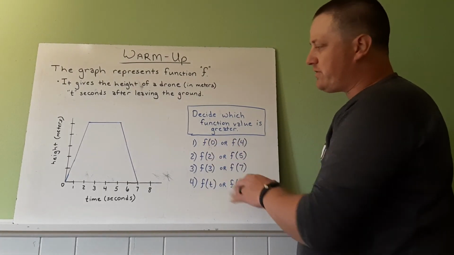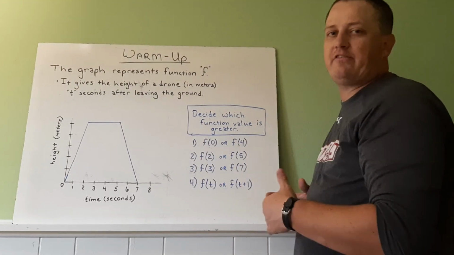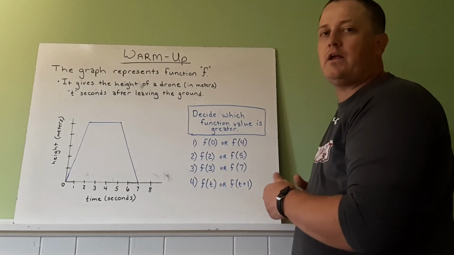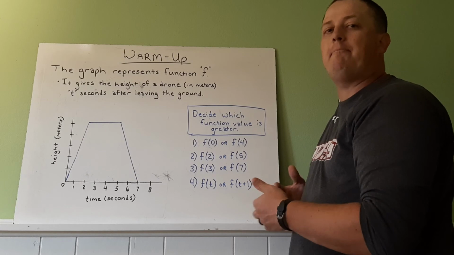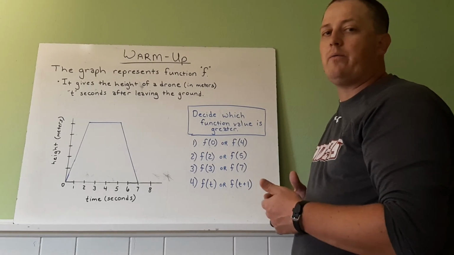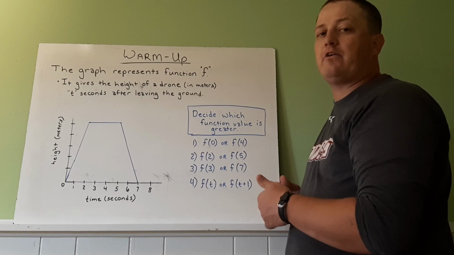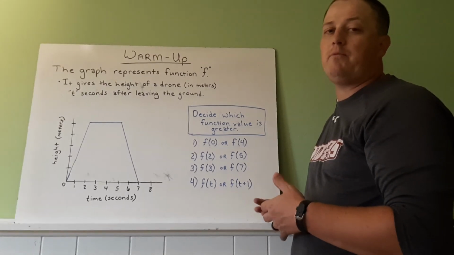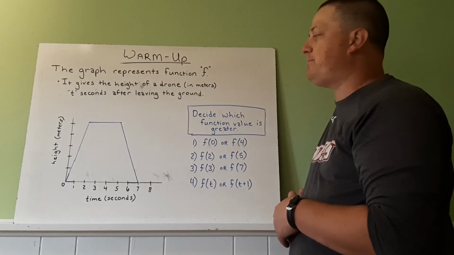So the first 3 should be simple. Look on the graph, estimate as best you can, see which one should be bigger. The 4th one, you're going to have to think a little bit, and maybe there's different times where one is greater than the other. Remember, greater means bigger, so it could be that at certain times they are the same, or they switch which one is bigger or smaller.